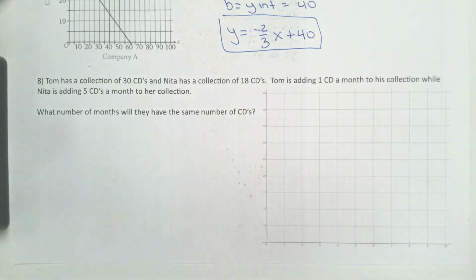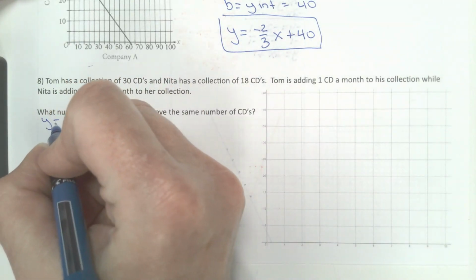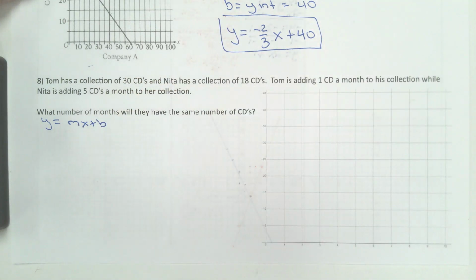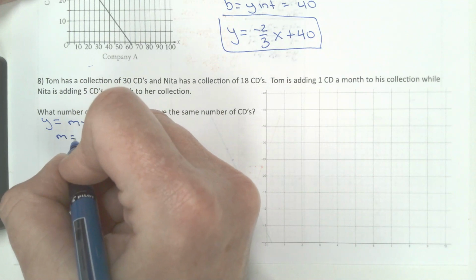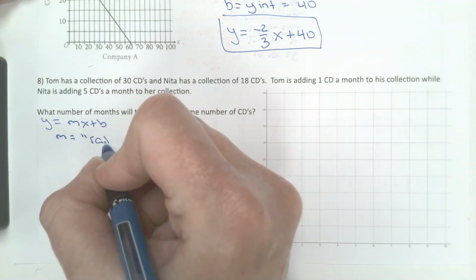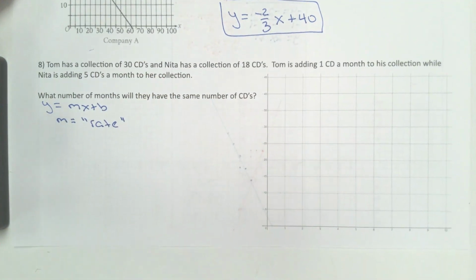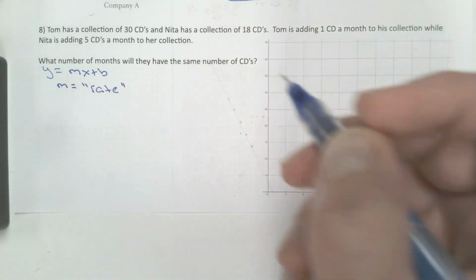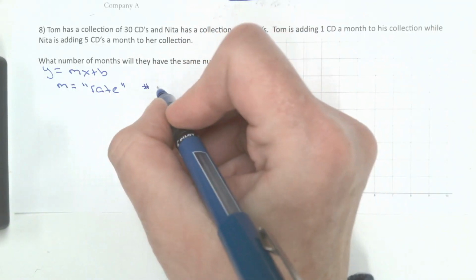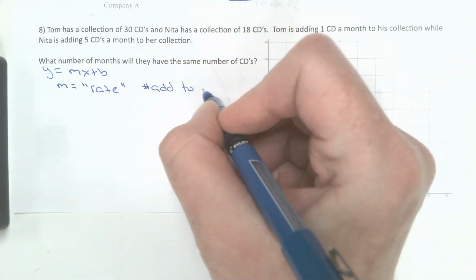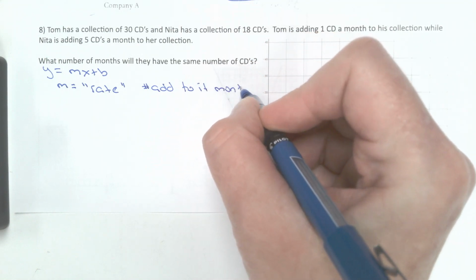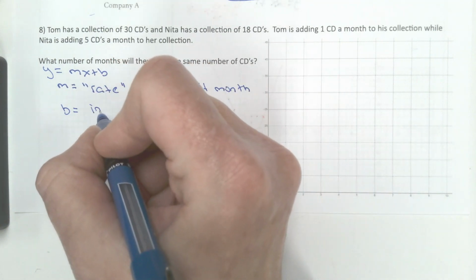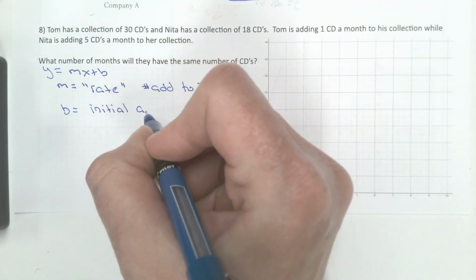I don't know, so I'm going to have to write an equation for this. I always try to write it in the form y equals mx plus b if I can. So m, the slope, is also the rate of change. It's the rate at which you're adding or subtracting something, so this is going to be the number that you add to it every month. And then b is always going to be your initial amount.